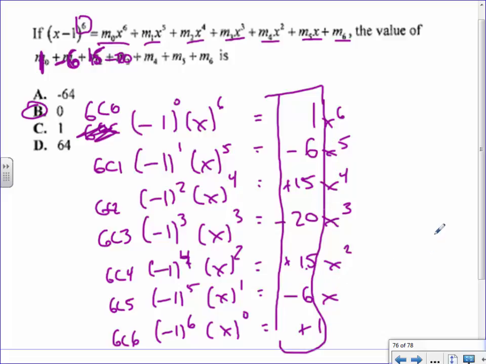So I know that one looked really intimidating, but all it really wanted you to do is write out all of the terms and then just tell me, well, what are the coefficients in front of them when you add them up. Make sense?